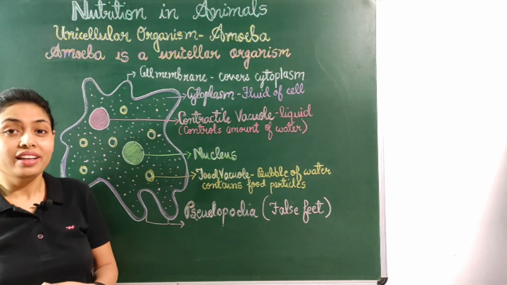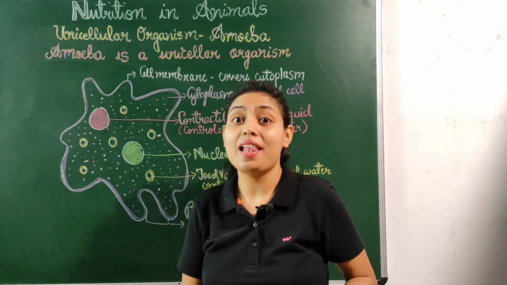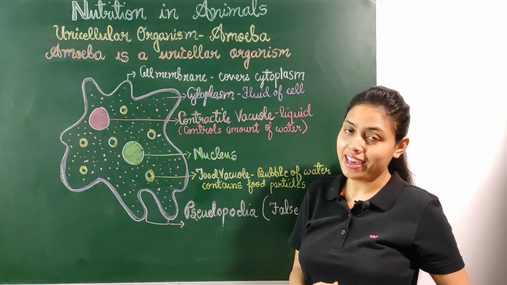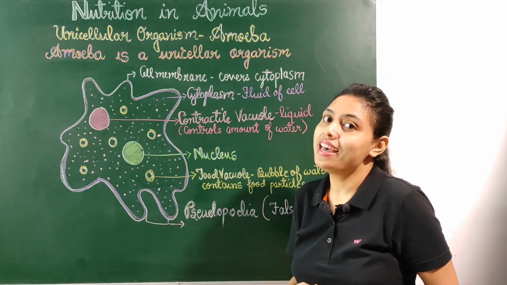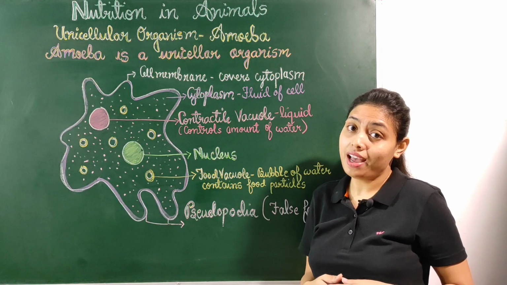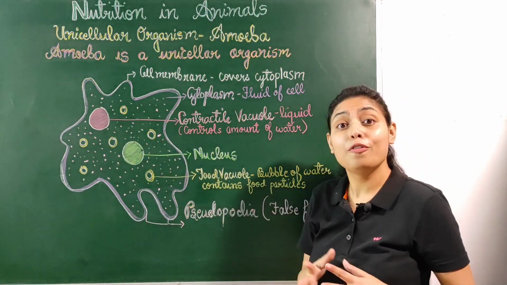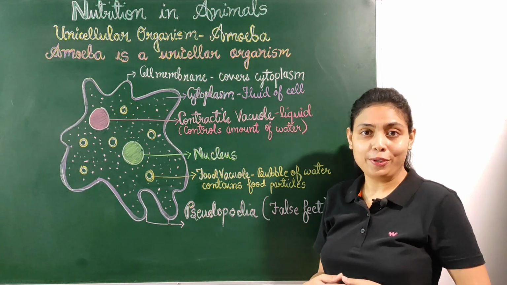Now let us study about the structure of amoeba. Cell membrane. The outermost covering of a cell is known as the cell membrane. It covers the cytoplasm of a cell. Second part is cytoplasm. The fluid of a cell is known as cytoplasm, where the other parts of a cell float. Now the third part is vacuole.